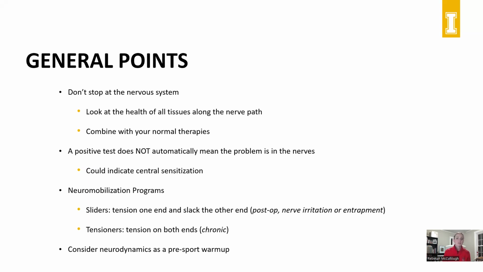And then for the nerve mobilization programs, I mentioned a little bit earlier, you have sliders and tensioners. Sliders are where you're going to have tension on one end and slack on the other end. That could be useful for more of your post-op or nerve irritations or entrapments, maybe a little bit more of the acute stuff. And then tensioners, you're placing tension on both ends. That's going to be for more of your chronic conditions. You can be a little bit more aggressive when it's become that chronic case.